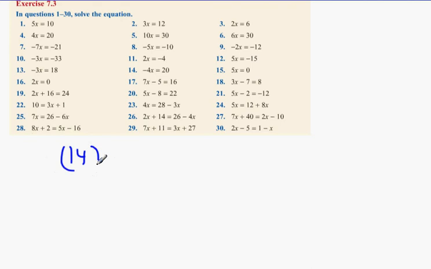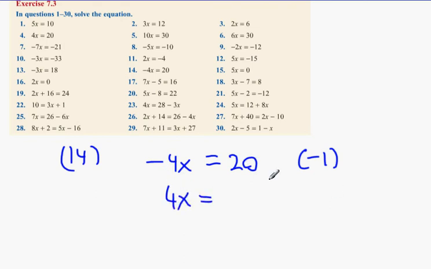14 is saying minus 4x equals 20. We've never had minus 4 in any questions before now. Multiply both sides by minus 1. What happens when you multiply both sides by minus 1? What's minus 4 times minus 1? 4x. What's minus 1 times 20? Minus 20. Perfect. If it's multiplied by 4 on the left, it's going to be divided by 4 on the right. x equals minus 20 divided by 4. And what does it equal? Minus 5. X equals minus 5.